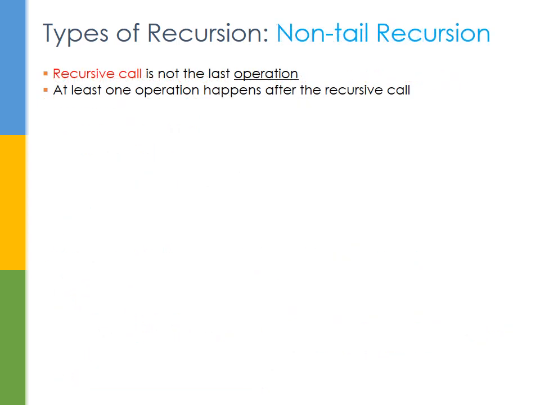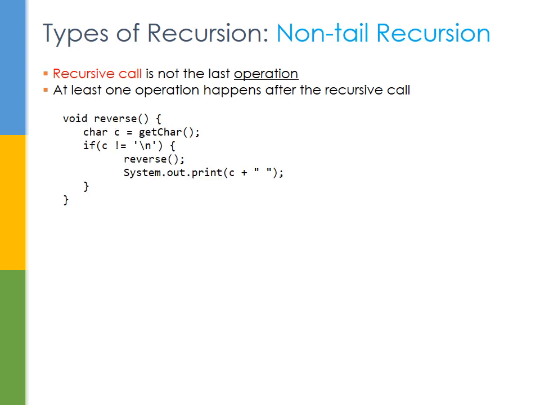So now we can move on to the concept of non-tail recursion. And non-tail recursion is essentially the opposite of tail recursion. So in a non-tail recursive function or method, the recursive call is not the last operation that is performed. So in other words, there's at least one other operation that happens after the recursive call. So let's illustrate this in terms of 3 simple examples.